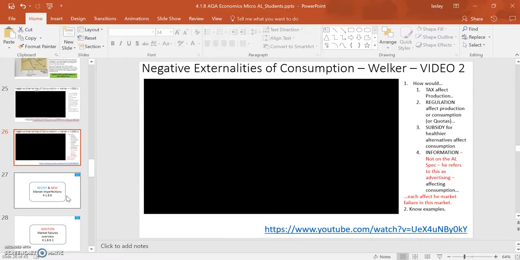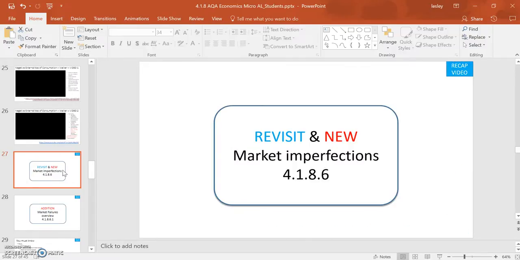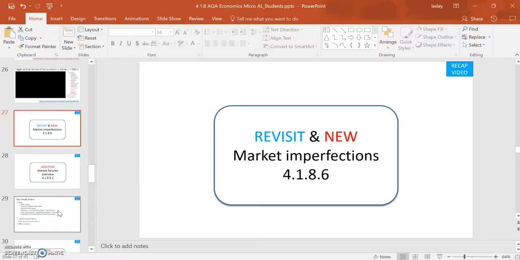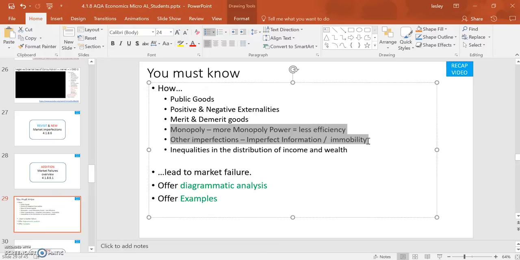Just moving on, until we get to the final video here, 4186 is actually an old AS part. It's called Market Imperfections, and apparently at AS, if I jump to this slide here, what you would have done is pretty much all of this, but these here are the other market imperfections that 4186 refers to.